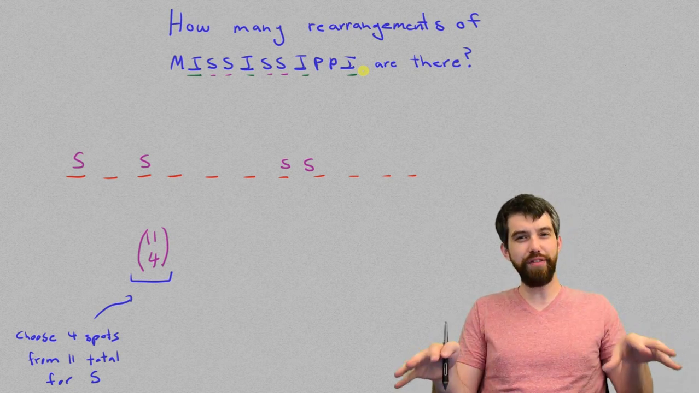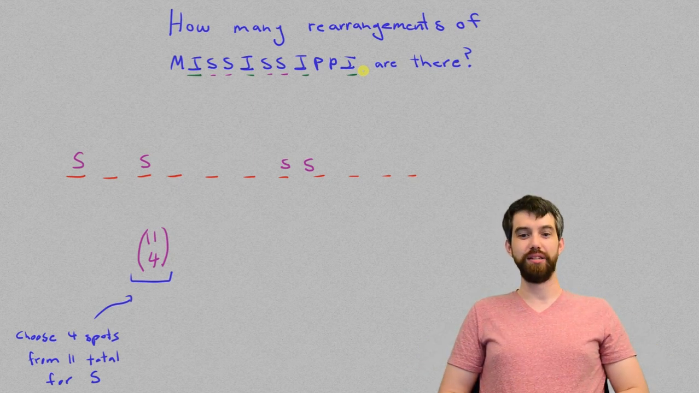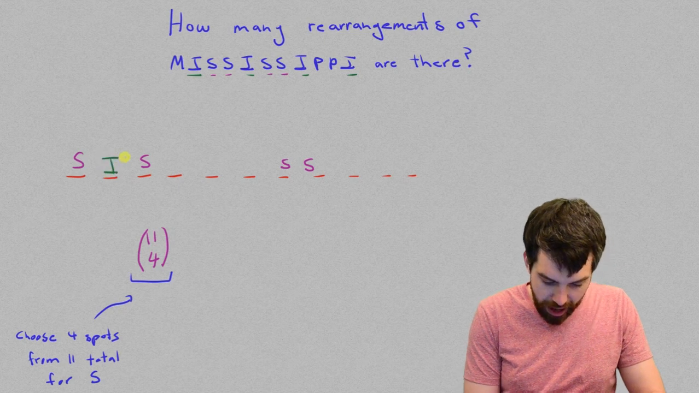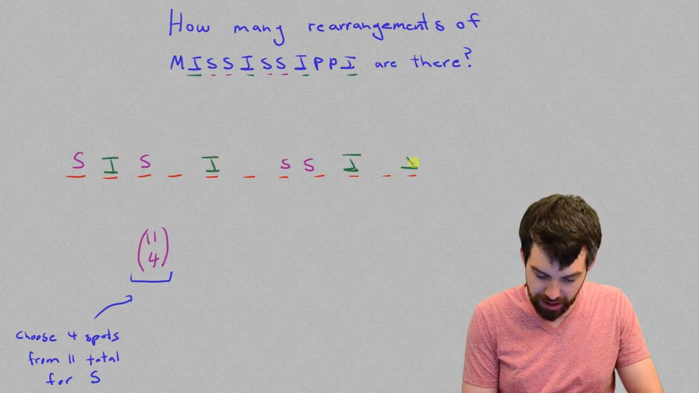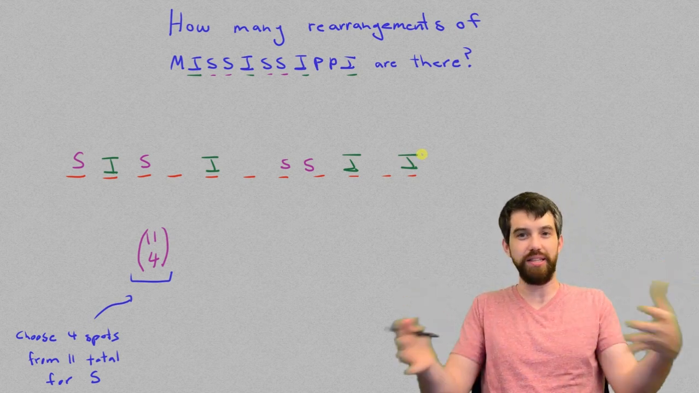And among those 7 open spots, I want to put in my 4 different I's. And again, I'm just going to make up an example. How about I put an I here? How about I put an I here? How about I put an I there? And how about I put an I there? Again, just making up some way, but I'm slotting 4 I's into these 7 spots.